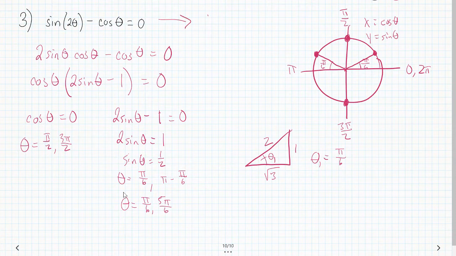So we have 4 answers. Theta equals pi over 2, 3 pi over 2, pi over 6, and finally 5 pi over 6. And that's our final answer.